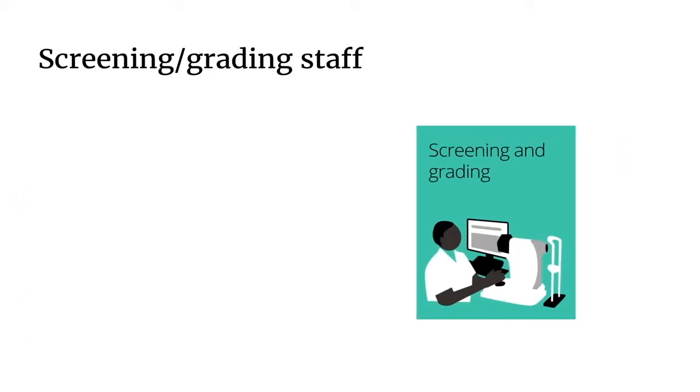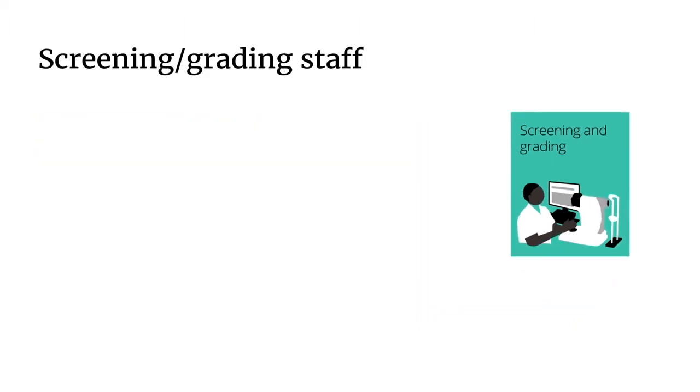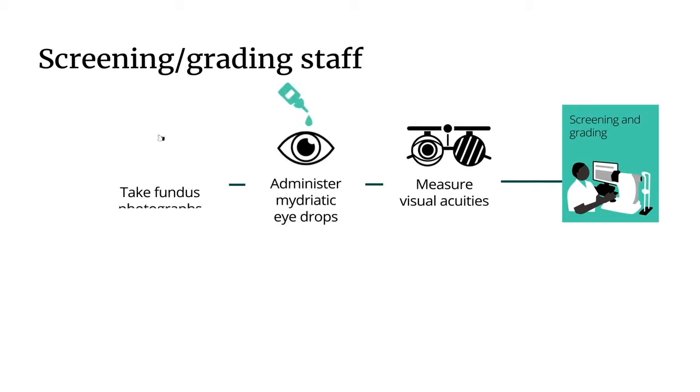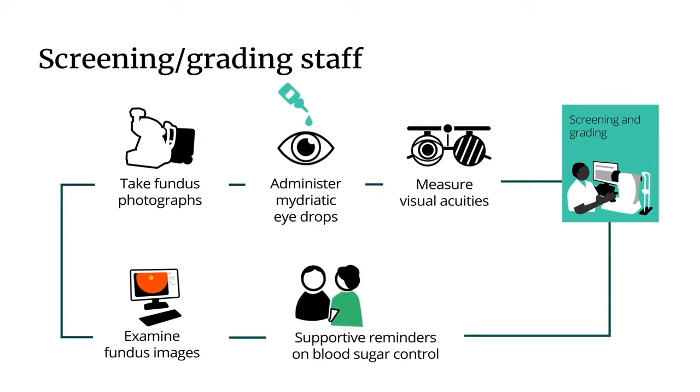Screening and grading staff. Depending on the screening model, various combinations of healthcare personnel, healthcare assistants, dedicated screeners and optometrists can carry out the screening test. Their tasks include measuring visual acuities, administering mydriatic eye drops and then taking the fundus photographs, and examining the fundus image. This is usually done by optometrists or trained screener graders, and providing the patient with supportive reminders on blood sugar control. In some models, a screener carries out all these tasks, but this can reduce their efficiency to screen many people each day.